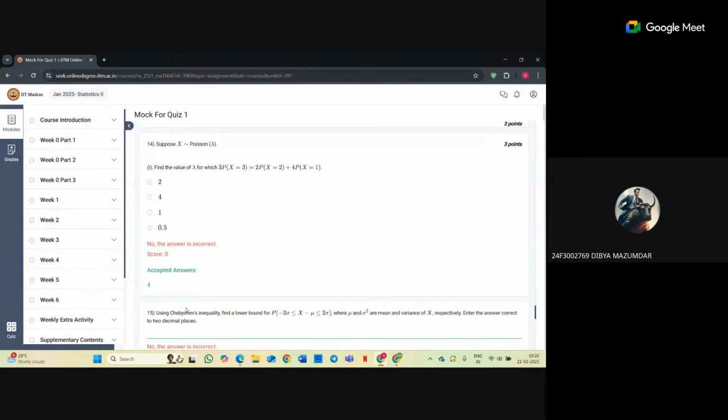Ma'am, 15 is easy. k's value is 2 and we have to find 1 minus 1 by k square. So the answer should be at most 3 by 4, which is 0.75. Ma'am, can you please help me out? Please give some time, ma'am. Okay, take your time. Can you please explain how to find mu and sigma square in this question? Question 15, right?